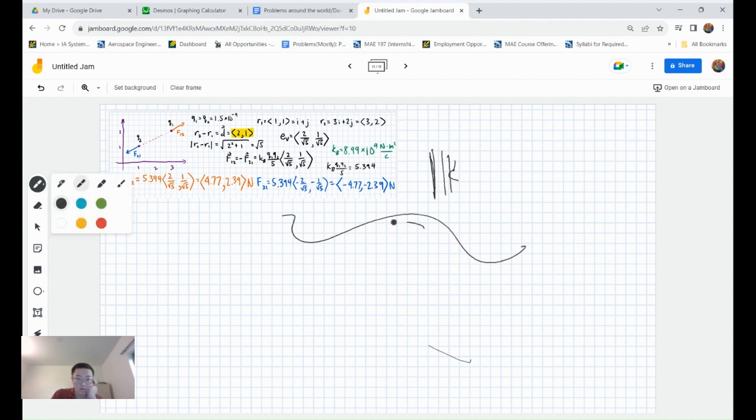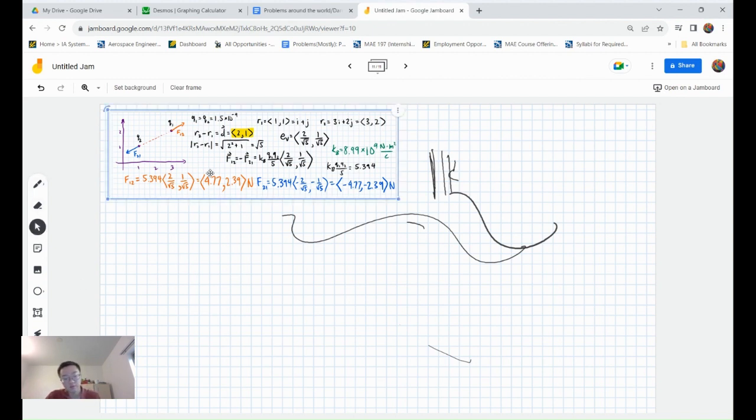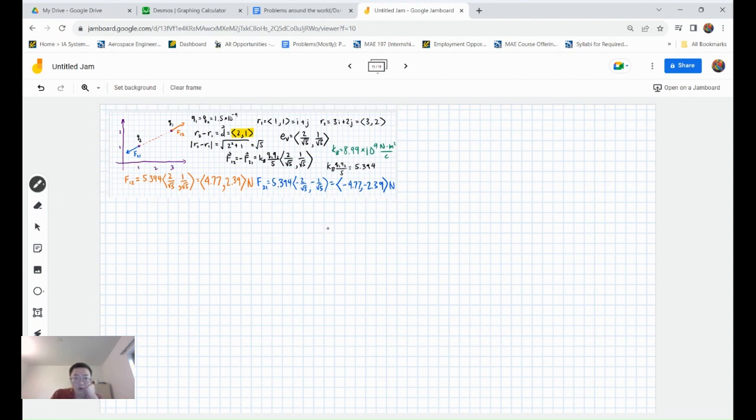I don't really like using this. It's always so wavy. Anyways, I don't know why. It might be because of what I use as a pen. But yeah, anyway, so this is Coulomb's law.